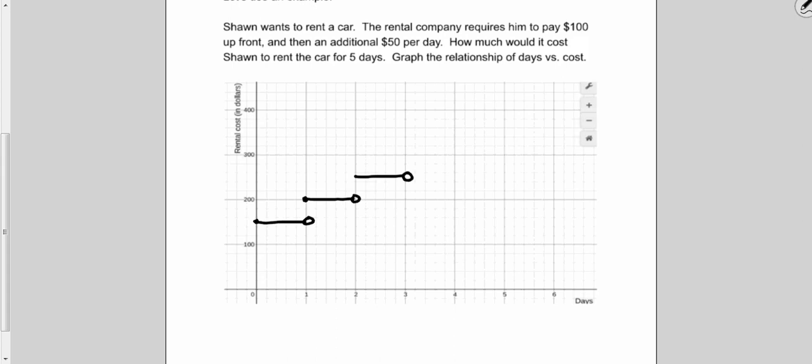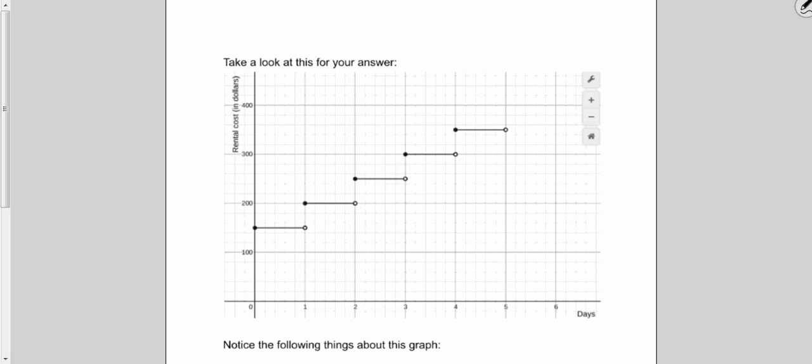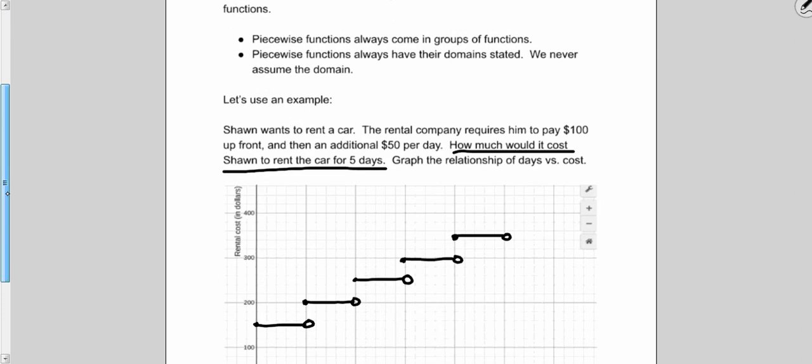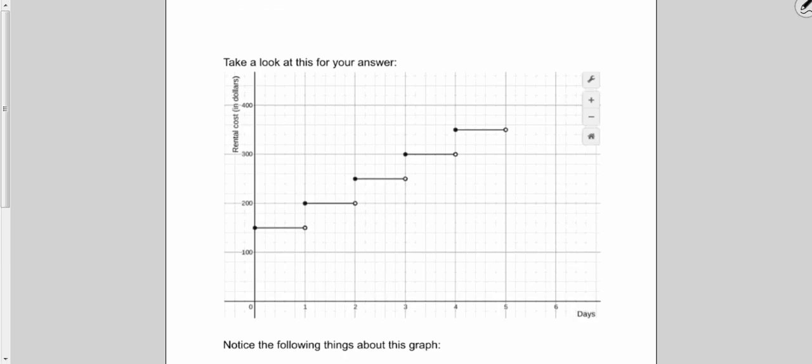at which point I put a circle, and then I got to pay an additional $50 for the fourth day. All the way to the end of the fourth day, circle at the end of the fourth day, another $50 at the end of the fifth day. And here is where we get our answer for my problem. It says, how much would it cost Sean to rent the car for 5 days? Well, to go 5 days, it would cost him $350. Now, if he went a minute over 5 days, then we're talking 6 days, and it would be up here. But for now, it is $350 for 5 days. Just had to double check my work.